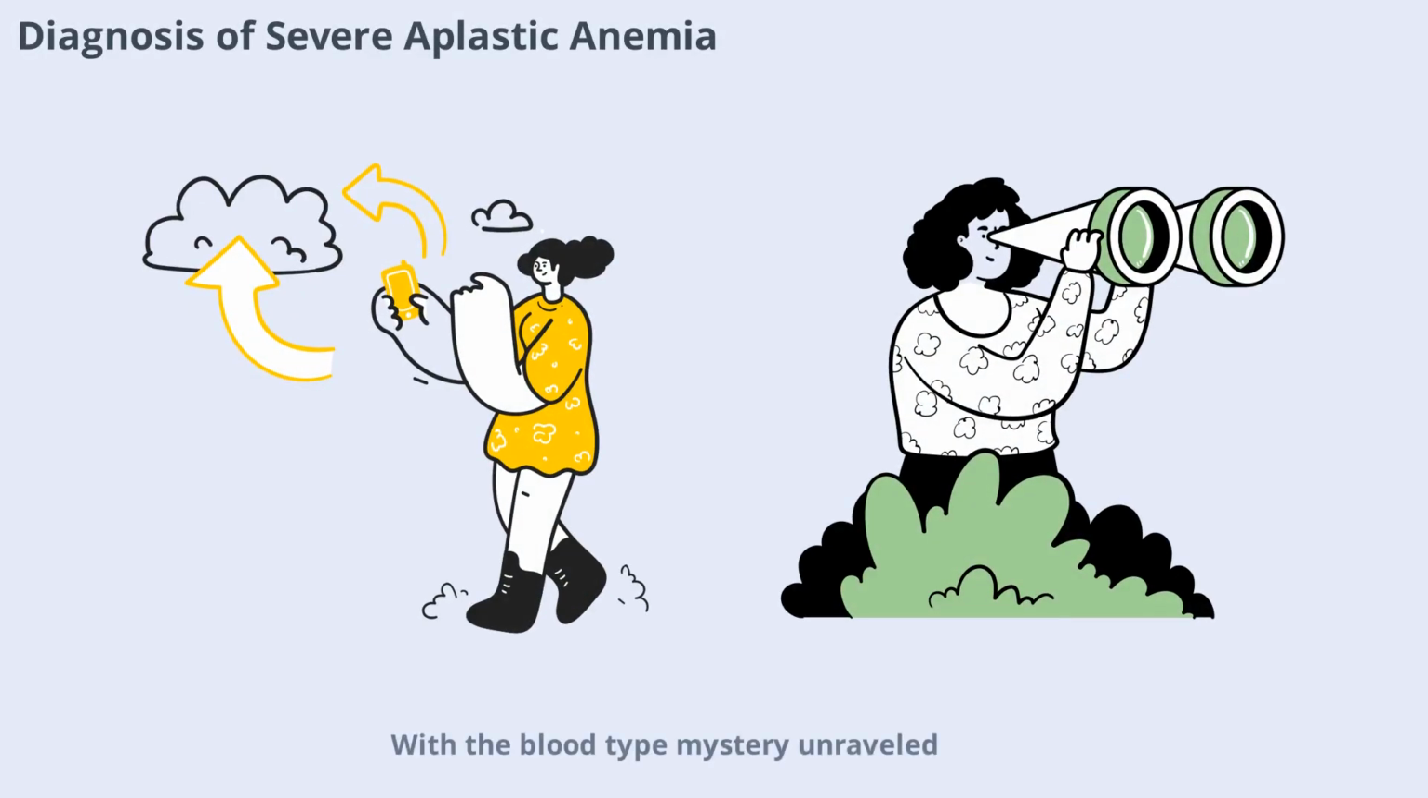With the blood type mystery unraveled, attention returned to the patient's primary diagnosis: severe aplastic anemia. Laboratory tests revealed a hemoglobin level of 54 g/L and a platelet count of just 3 × 10⁹/L, confirming the severity of his condition. These findings underscored the urgent need for transfusion therapy and careful selection of blood products, given his rare blood group subtype.